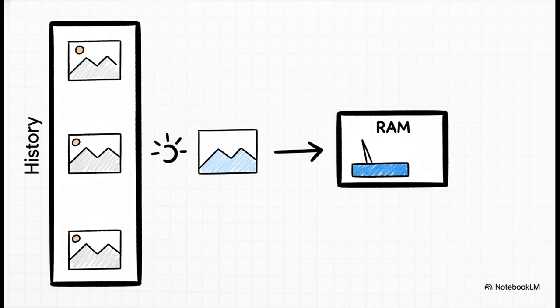Now, if you need to know what filter 75 looked like, the computer has to do a little bit of work. It has to recalculate from 50 up to 75. But look at the payoff. Your RAM is barely being used. It's a huge win for memory.